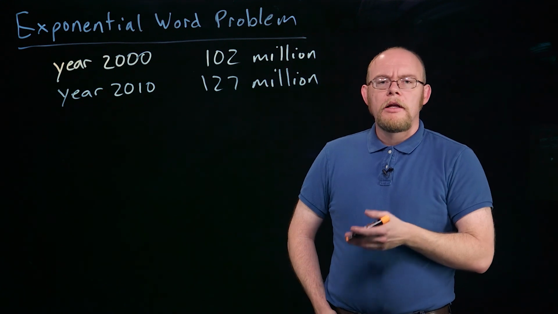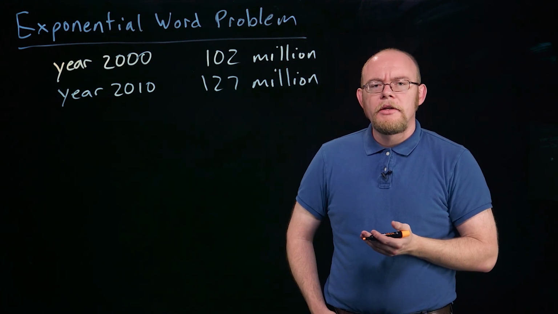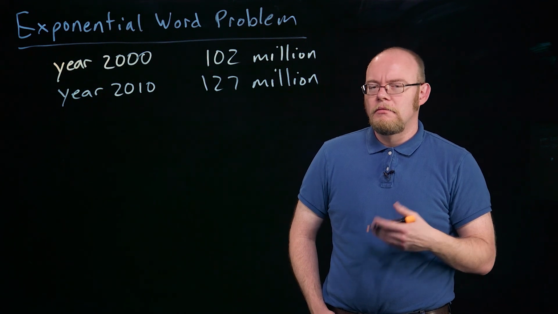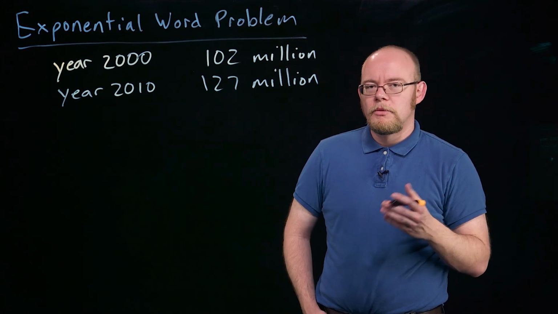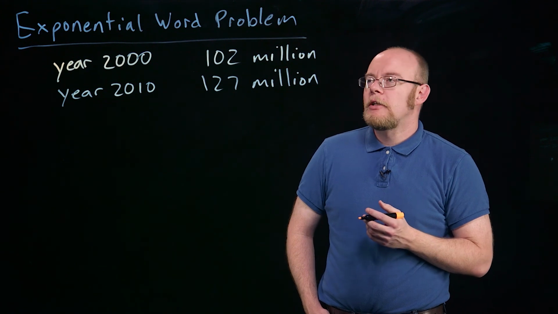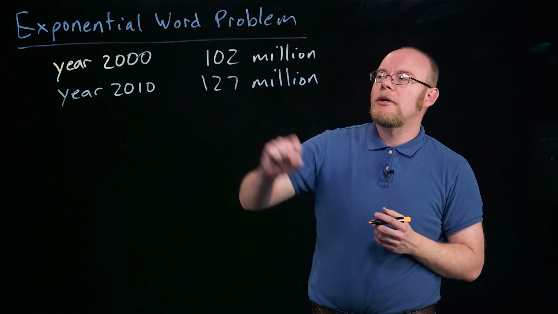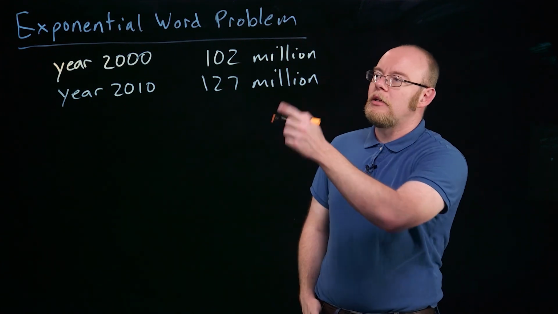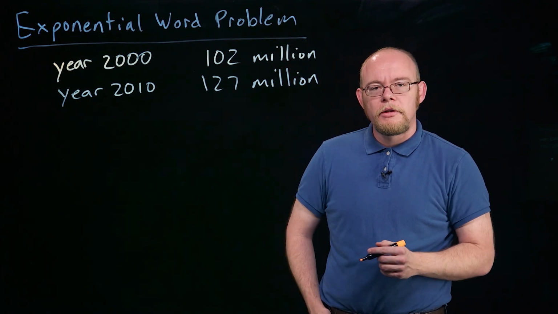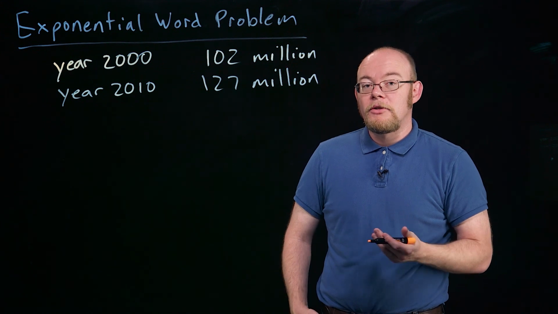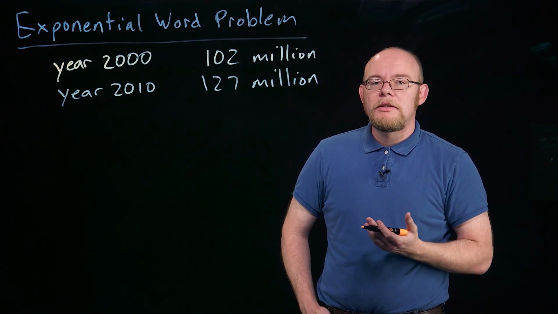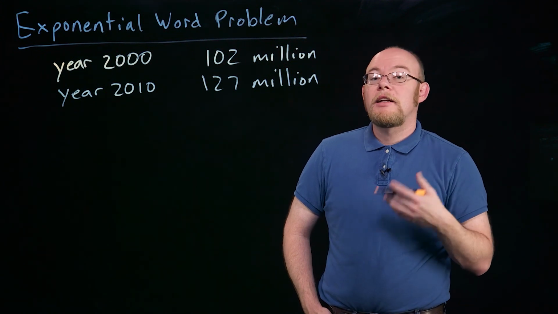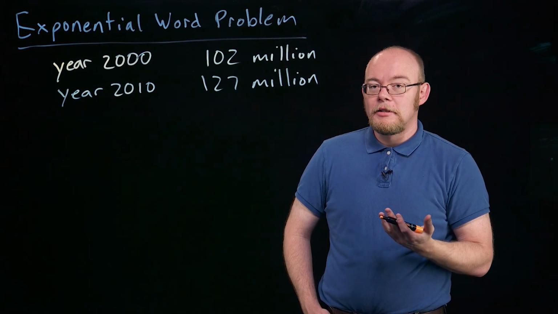Now we can use a lot of different models to predict populations, but it turns out that exponential models tend to be the best in these situations, with some caveats. If this were a linear model, you notice it grew by about 25 million per 10 years, so you would expect that in 2020 this would be 152 and so on. But populations tend to grow faster as they grow larger for the simple reason that there are more people reproducing, so there are more children. So it actually grows in an exponential way rather than a linear way.